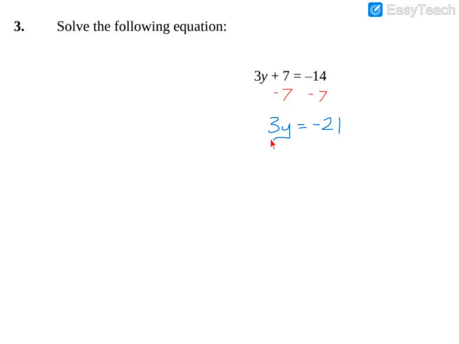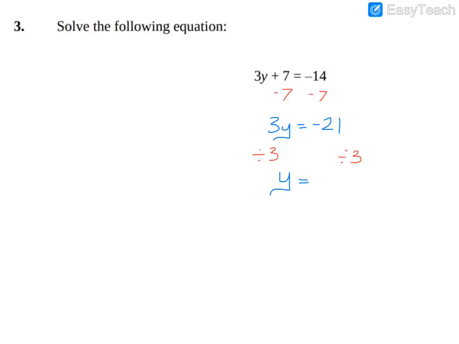Final step then, 3y is equal to negative 21, but I want to know what 1y is. So 1y is, well, if I know 3 of them and I want to know just one of them, we're dividing by 3, aren't we? So we divide by 3 on the left. We better do the same on the right.